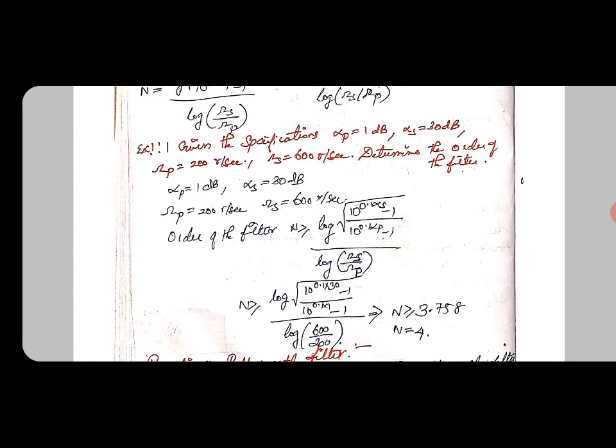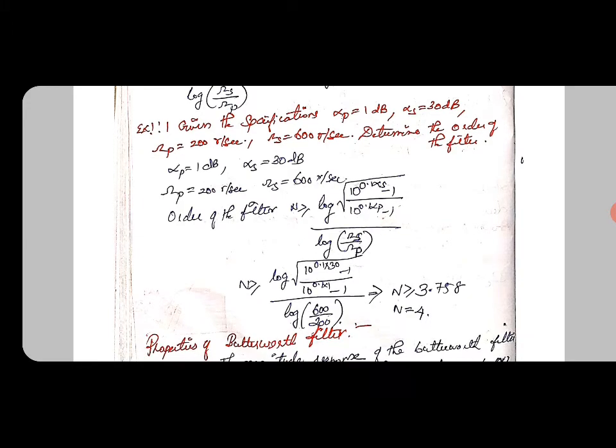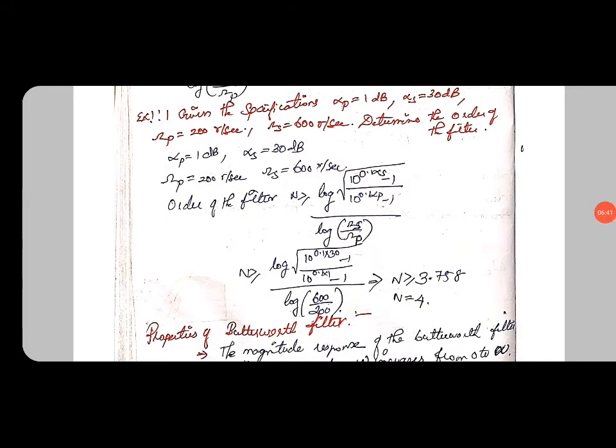Okay, this is one example to determine the order of the filter. The given specifications are alpha p equal to 1 decibel, alpha s equal to 30 decibel, omega p equal to 200 radian per second, omega s equal to 600 radian per second. Determine the order of the filter.